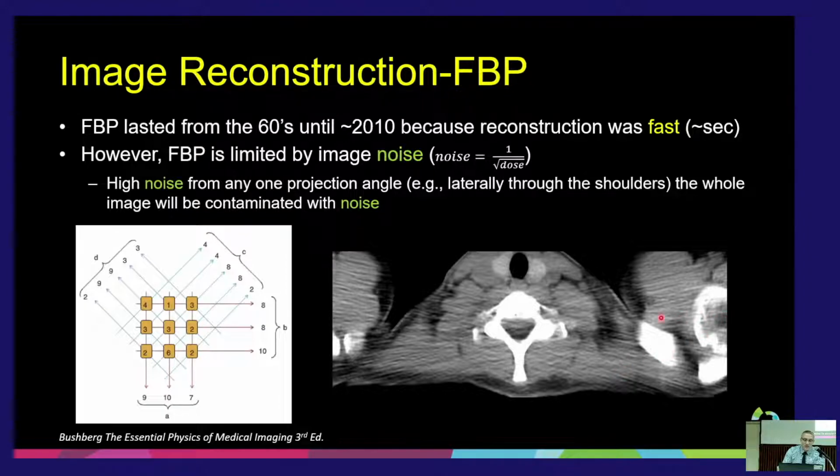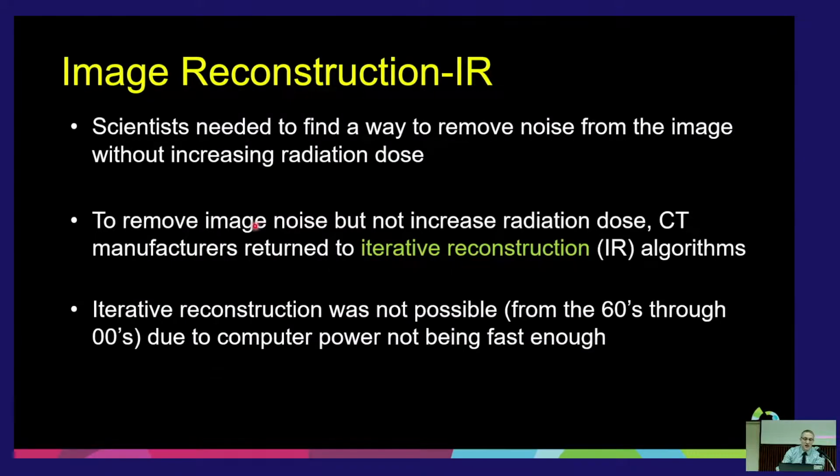And if you project that signal from this lateral projection through each different angle, what ends up happening is every pixel in your image will be tainted with noise. So filtered back projection, though it's fast because you simply back project everything in every angle, is also limited because you take whatever noise you have in any one projection and you spread that noise through every pixel as you back project. So fast, but limited because there is a direct connection between radiation dose and noise.